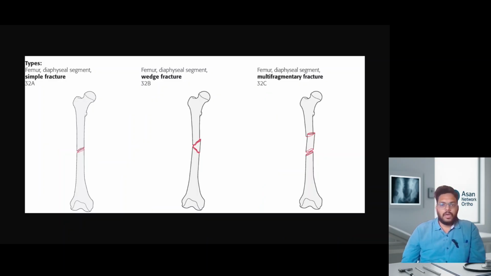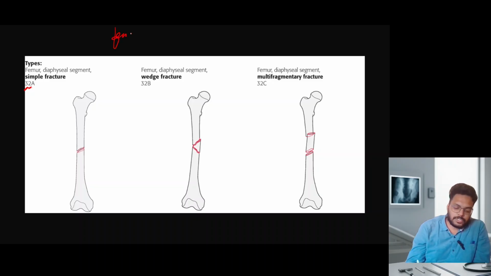So next, coming to the AO and ATO classification. The AO classification, as we have discussed, is an alphanumerical classification. So 3 is for the femur, 2 is for the shaft, and within the shaft ABC is for the different types of the fracture. In AO classification, he has not given a specific one for subtrochanteric fracture. He includes the diaphyseal fracture, that is the femur shaft fracture, and the subtrochanteric fracture into a single type of fracture.